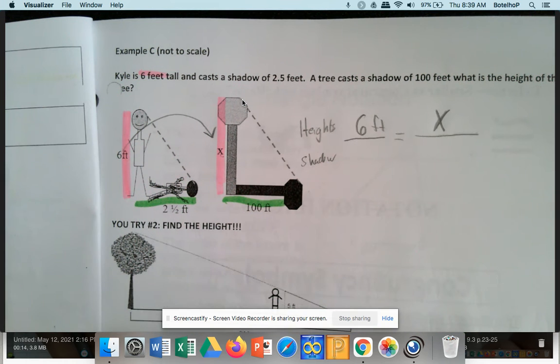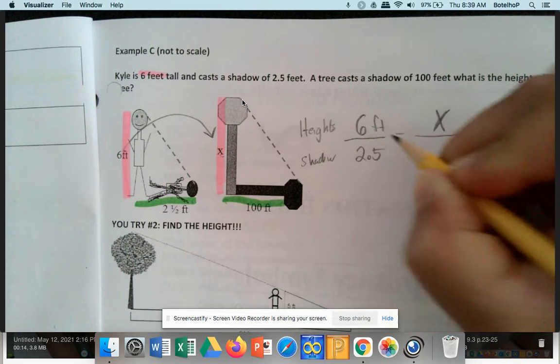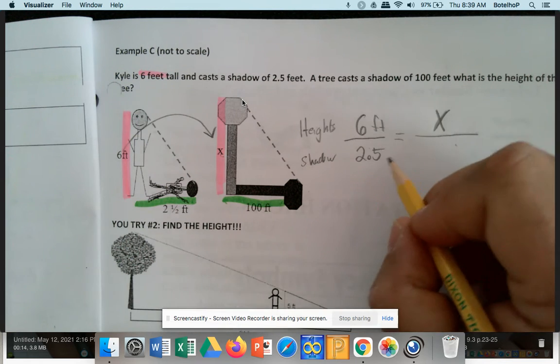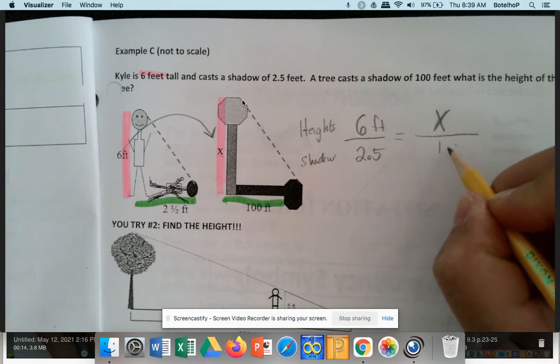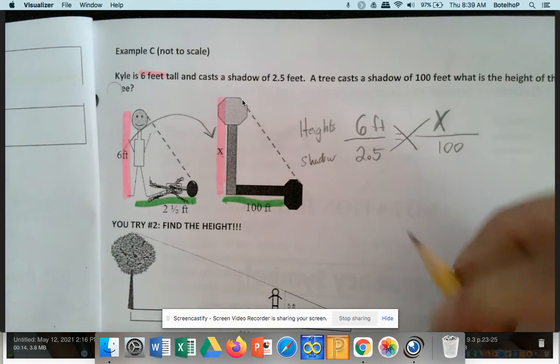We have, can someone tell me what would I put for the shadows? Would I put 100 and then 2.5? So 100 and 2.5, or would I put 2.5 and 100? Yeah, hopefully you said 2.5 for the shadow for Kyle, and then 100, like that. So now we're going to cross multiply and divide.